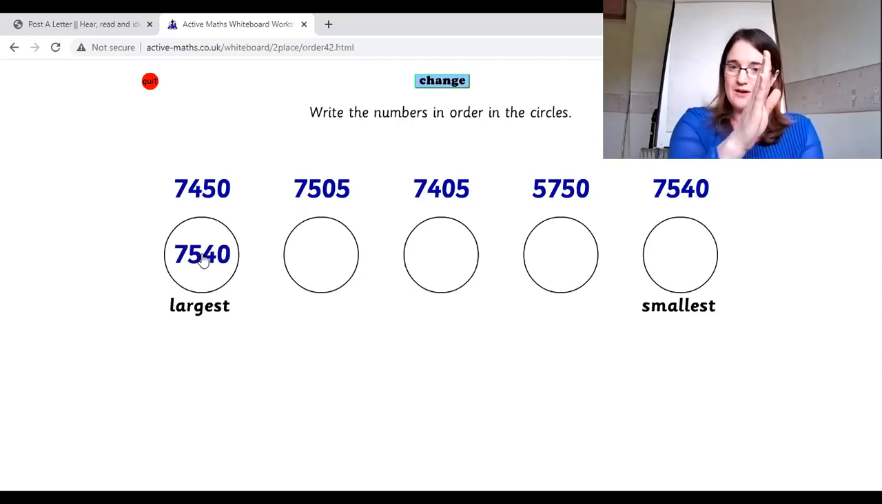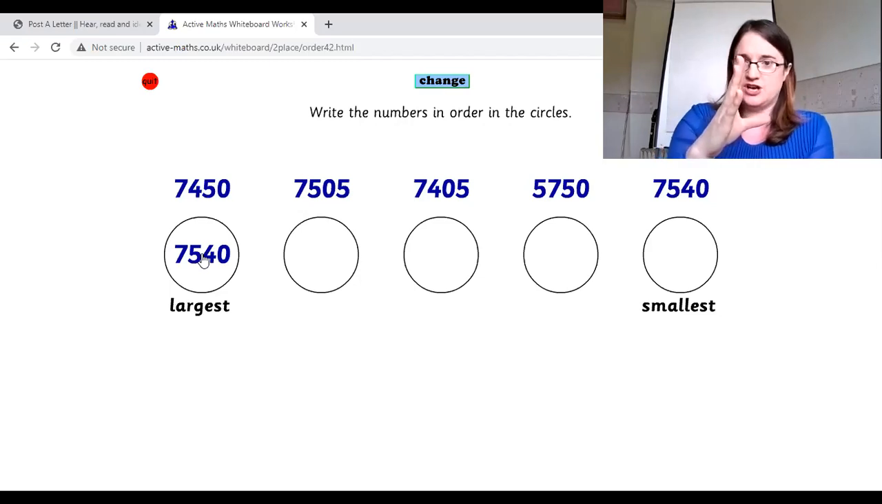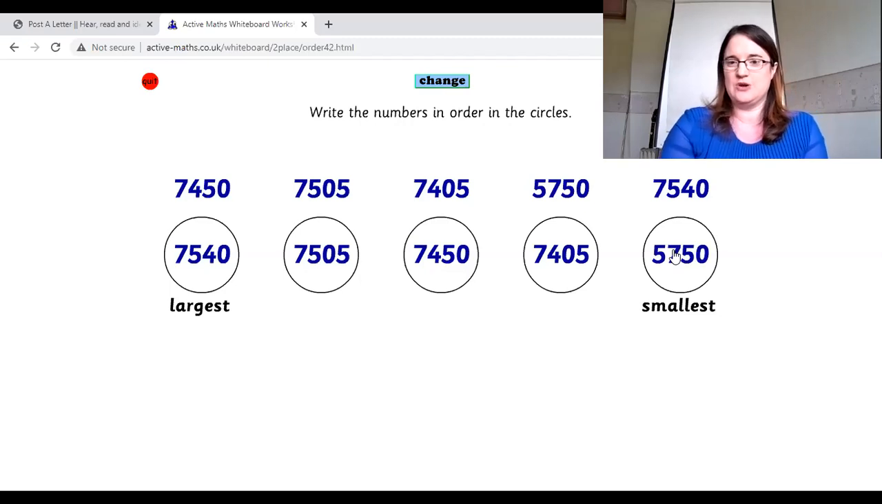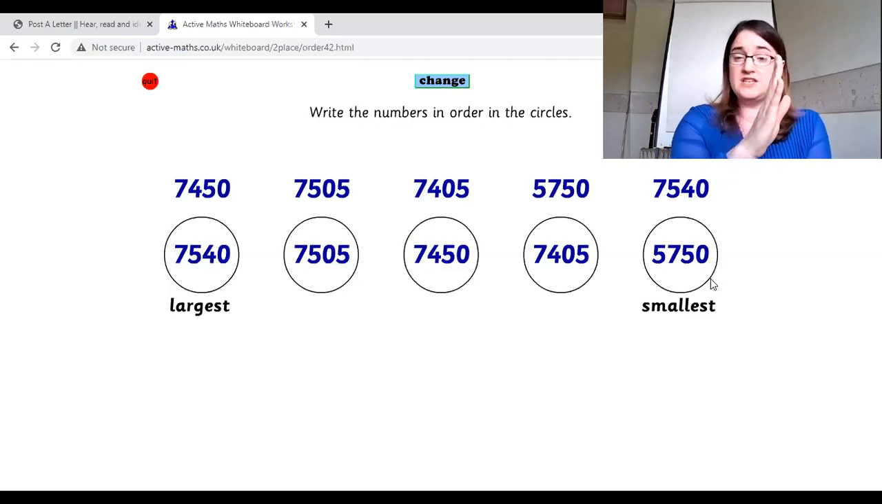So I started from my thousands, then I looked in my hundreds, and then I looked in my tens, and I decided that one was the biggest, which means this one's coming next because that also has a 5 in the 500s. Now I've got 7,400s to look at. There's 2 of those. And again, that's 7,400. That's got a 5 in the tens column. This one's got a 0. So this one is going next. Then this one. And then we're going to come back to our 5,000 number that we had at the beginning that we knew was going to be our smallest. We've got 5,750.